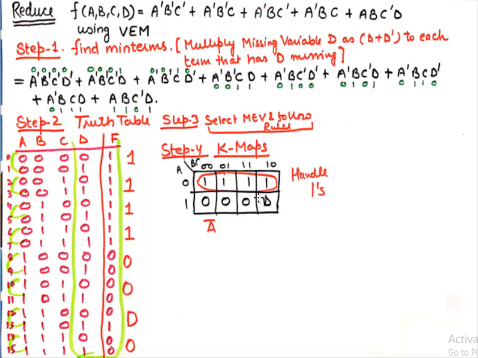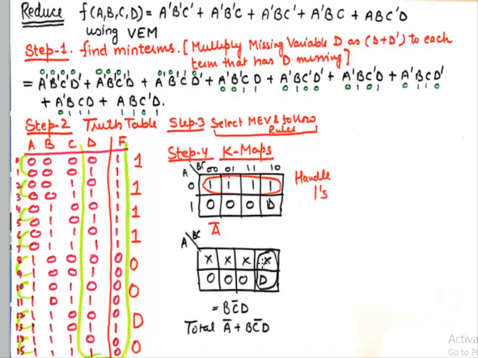A 3 variable K-map where this is D, and in order to handle ones we can make it as 0 and pair ones. These 4 ones will give me A bar, and in order to handle D I can make all these ones as do not cares and use them to our convenience in pairing of the MEVs. My MEV gets paired with this do not care, and it is B C bar D. So the total expression becomes A bar plus B C bar D. So this entire function could be reduced to this small value.